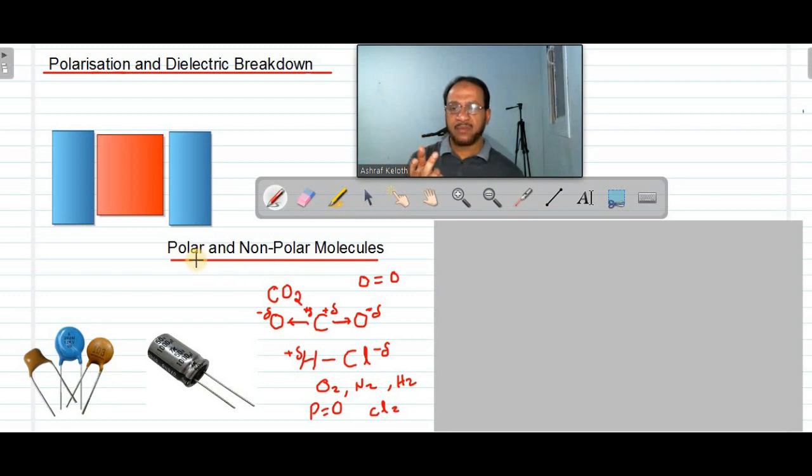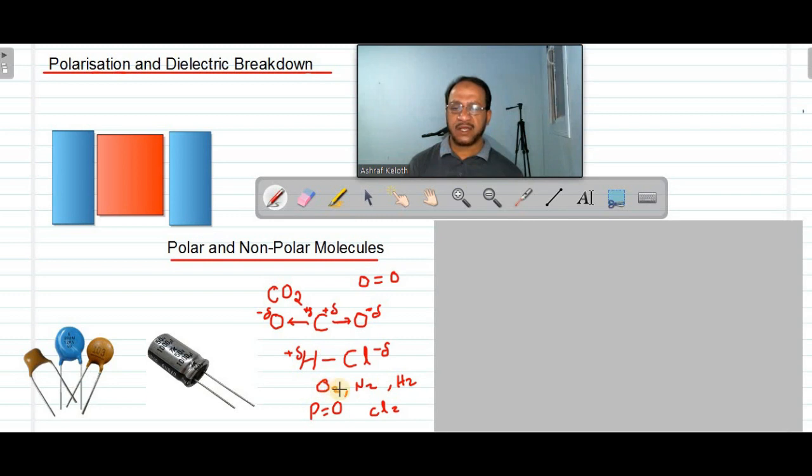Polar molecules are possible if there are two different elements in the molecule, such as carbon, oxygen, chlorine and hydrogen, or hydrogen and oxygen in water. If there are two different elements with different electronegativities, then only is polarity possible.